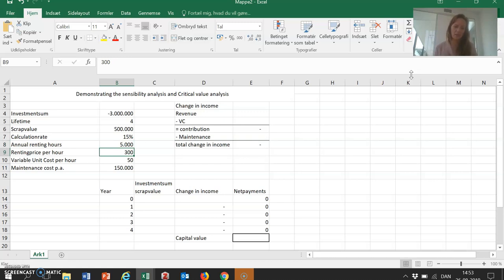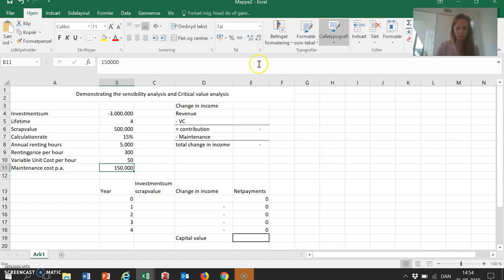Every time they rent out the machine and it is used, there is some service, some gasoline, something that needs to be taken care of. They have calculated that the variable unit cost per hour would be 50. Now the maintenance cost per year, per annum, would be 150 for service and things like that on the machine.